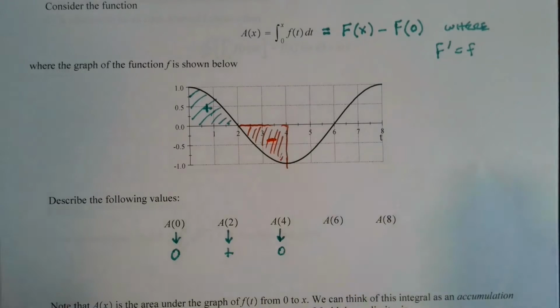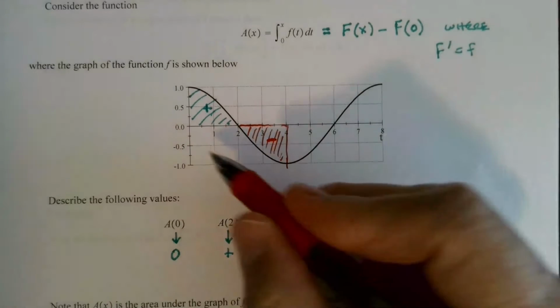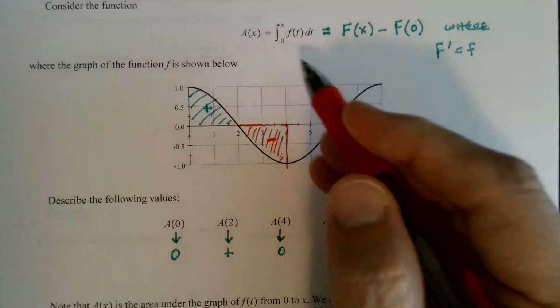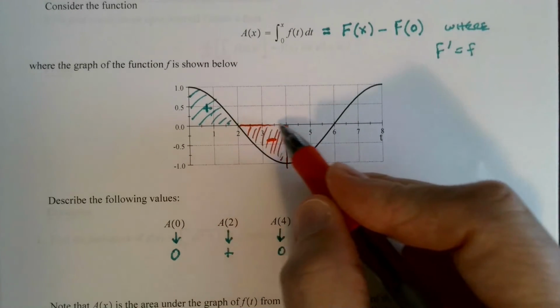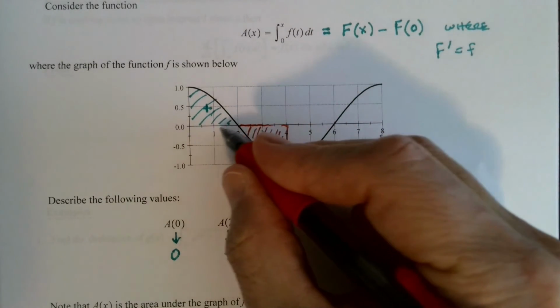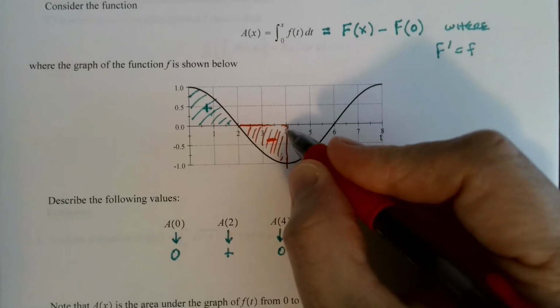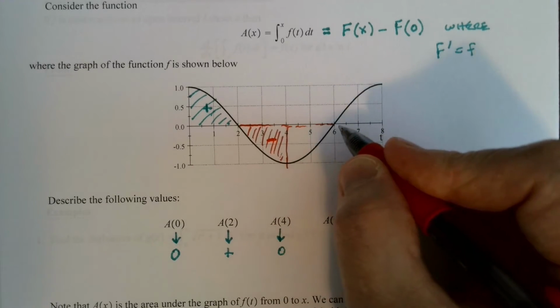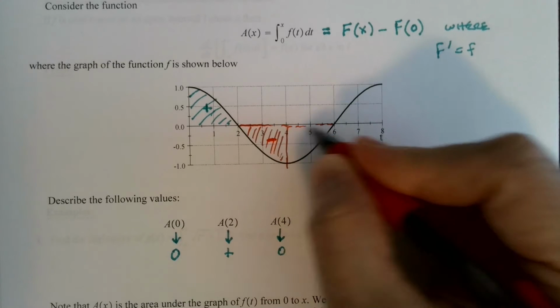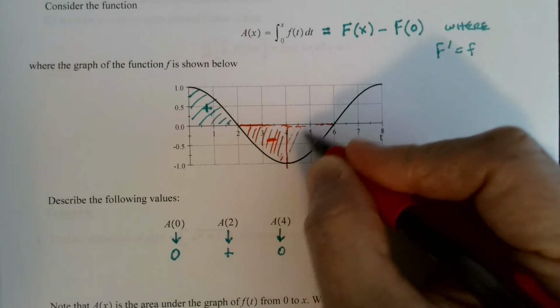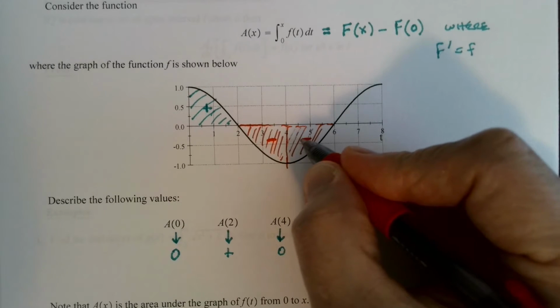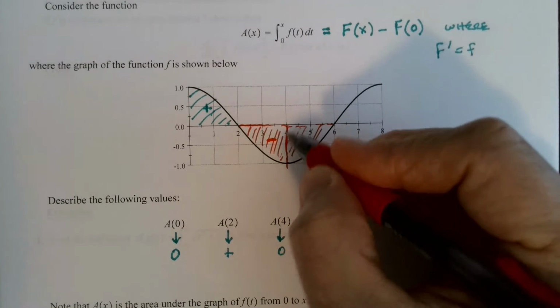All right. What about A of 6? Well, A of 6 now goes all the way from 0 to 6 of the function f of t. So I'm going to integrate all the way from 0 to 6 now. I'm going to have everything up to 4, which we know is 0, but then I'm going to accumulate everything from 4 to 6, where the function f is below the x-axis, so again I'm getting this negative area here.